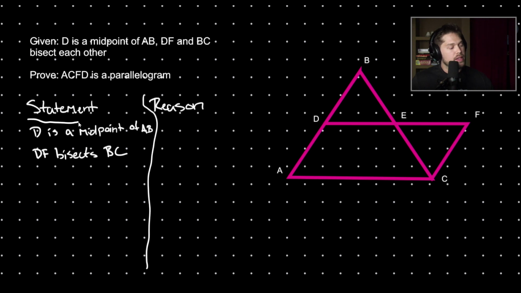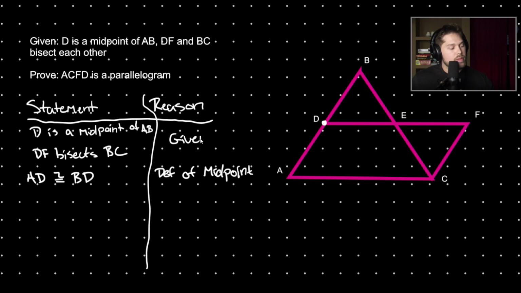So we have our statement and reason columns for our proof. Again, the first step is always to restate the given, and the second step is to ask yourself, what are the repercussions of my given? Here, we're told that D is a midpoint of AB, and if D is the midpoint, then that implies that AD is congruent to BD by definition of midpoint. Let's mark that.